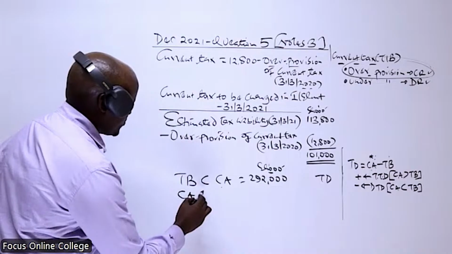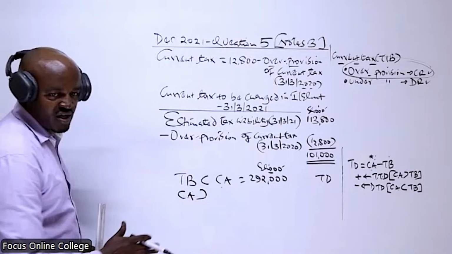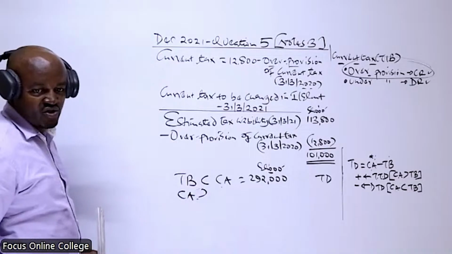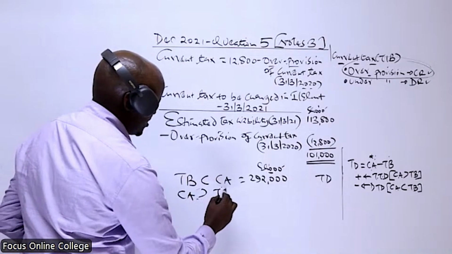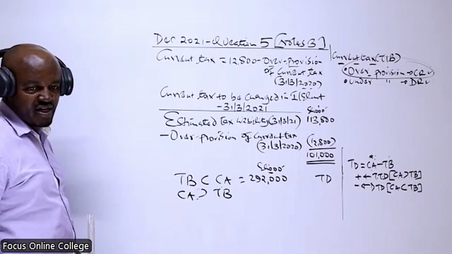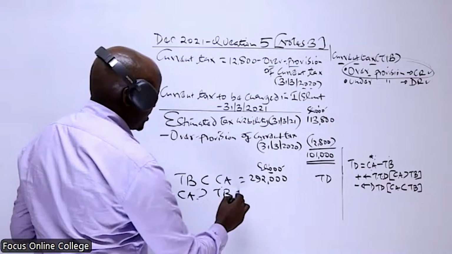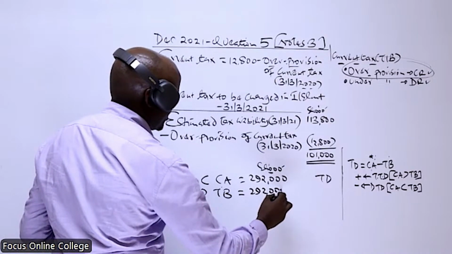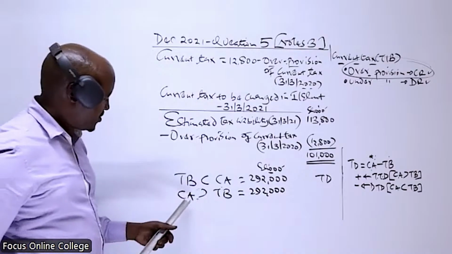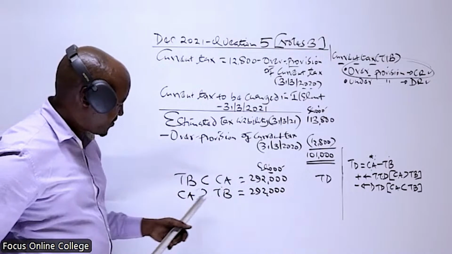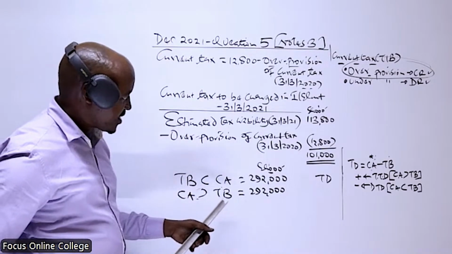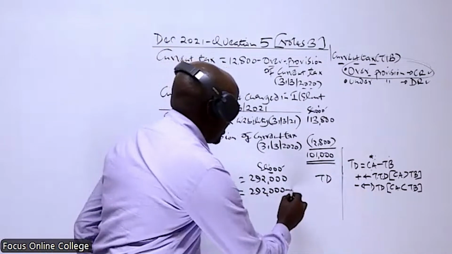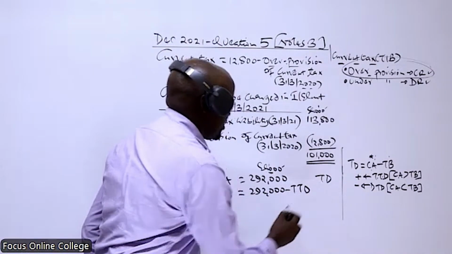Can you remember what you were doing in high school? It will change to greater than. It will change to greater than a tax base. Is that correct? Yes. So this will be greater than this one with an amount of 292. So if that is the case, what is this temporary difference? Carrying amount is greater than tax base. So this one is a taxable temporary difference.